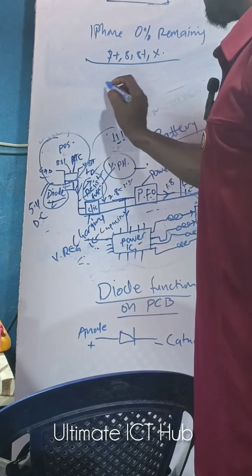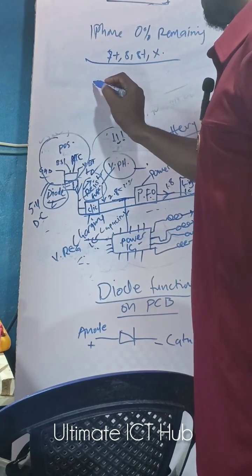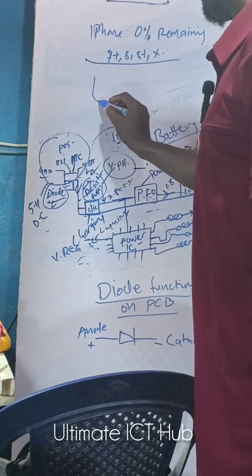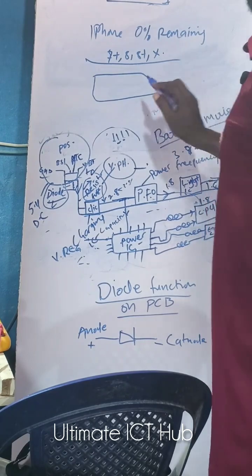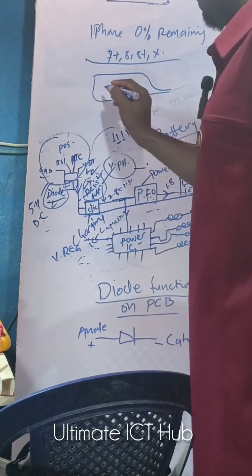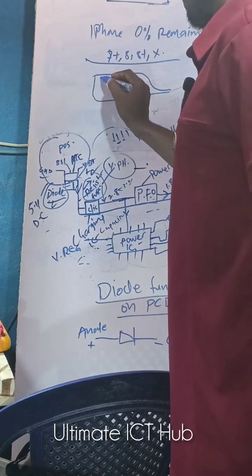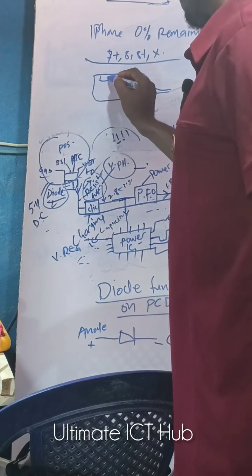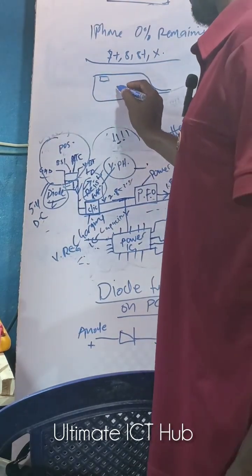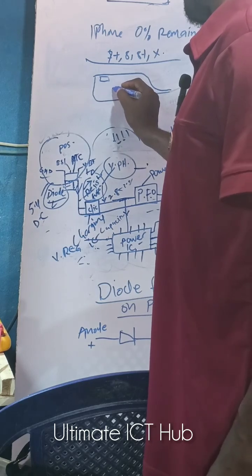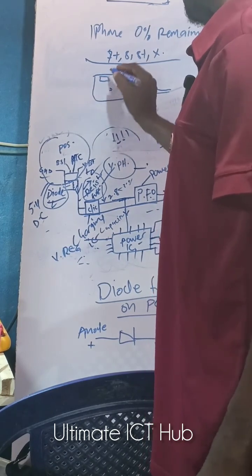Let's say this is the panel. This is the battery connector. Around this place, we have the diode here. Okay, now let me label this.